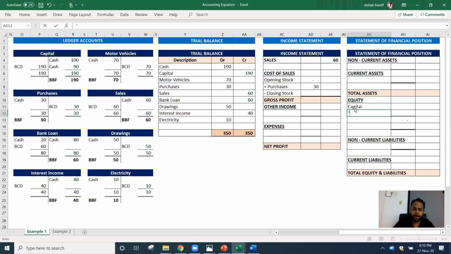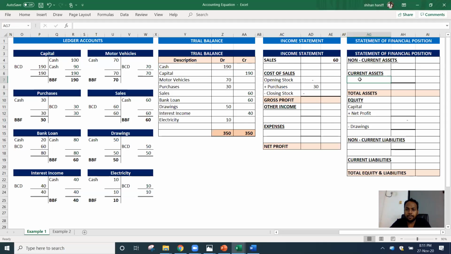equity will be calculated, capital plus net profit minus drawings. Right. Then there is no opening stock and also there is no closing stock as well. Right.